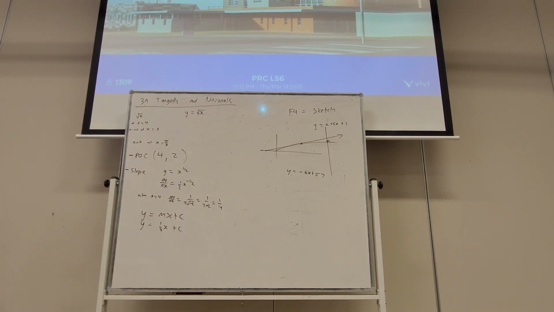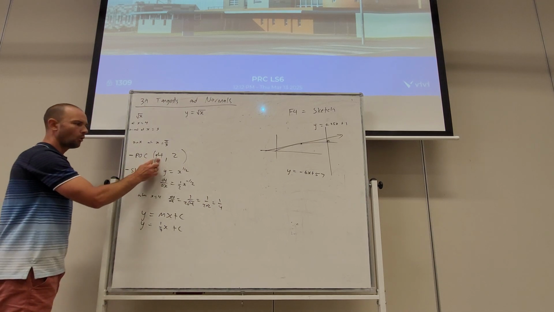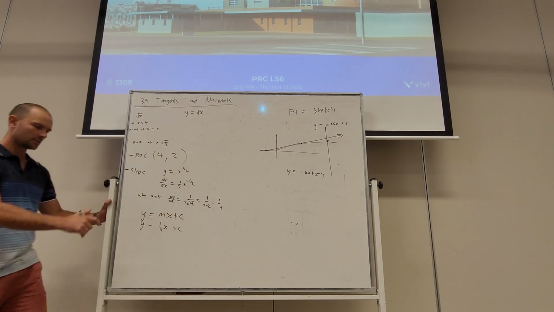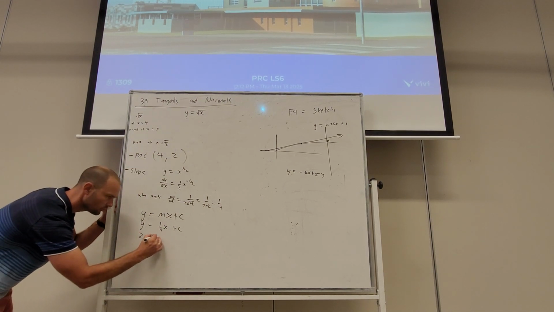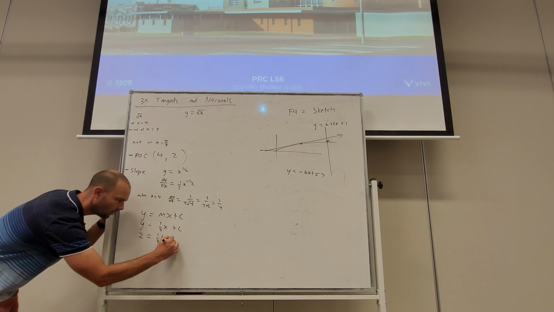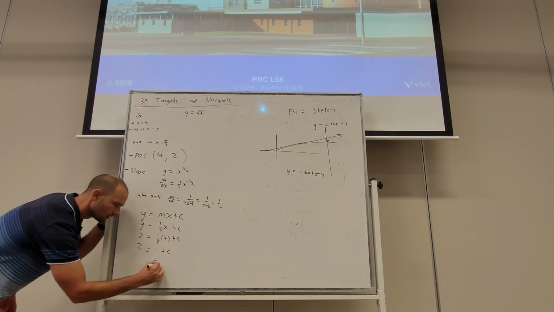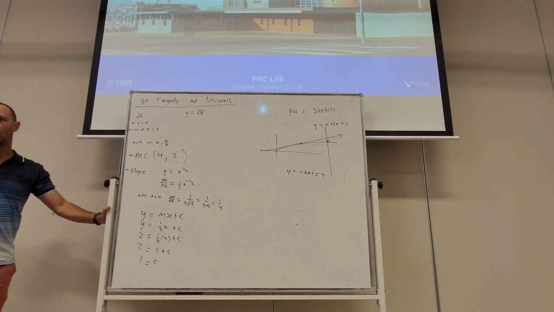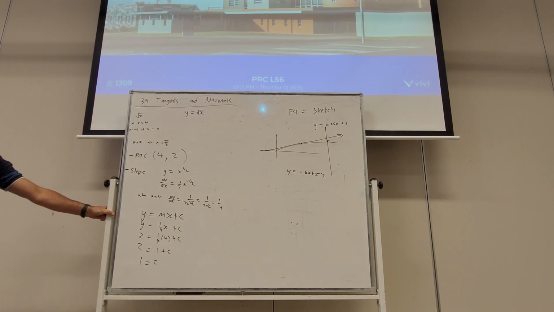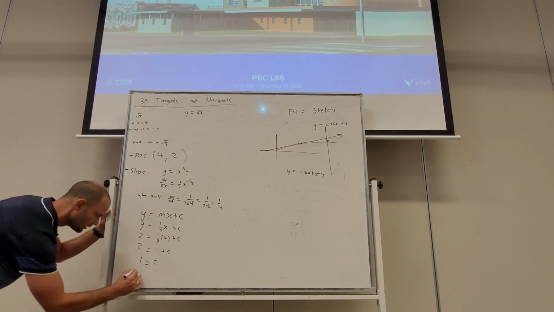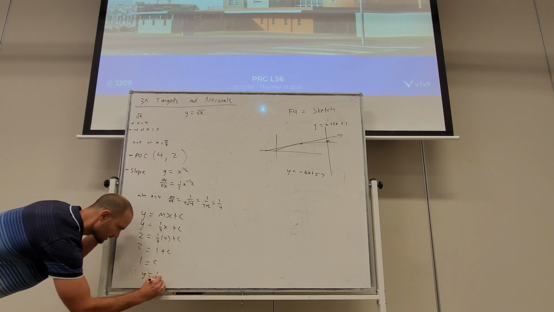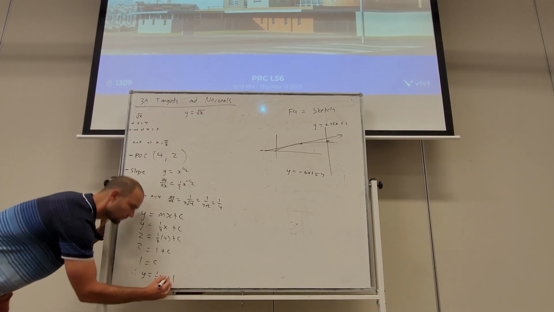We know it passes through, x is 4, y is 2. So we're going to plug that in. We have y is 2, x is 4, c is 1. Therefore, the line is y equals a quarter x plus 1.